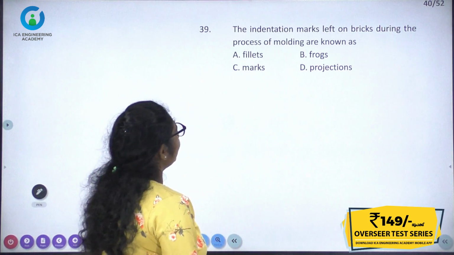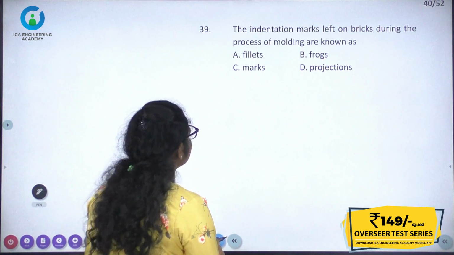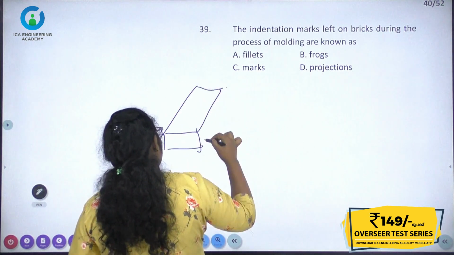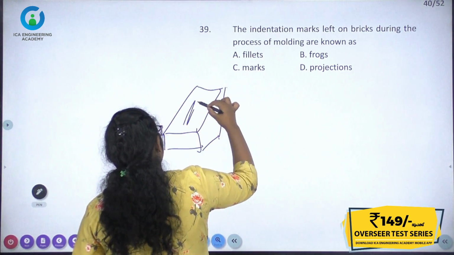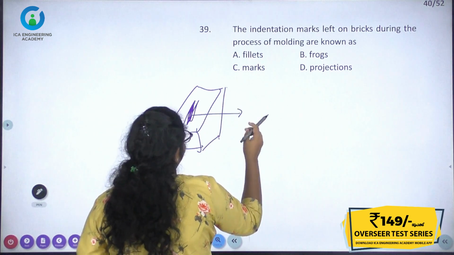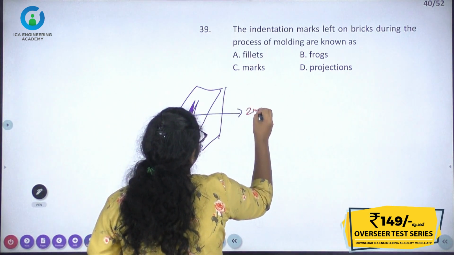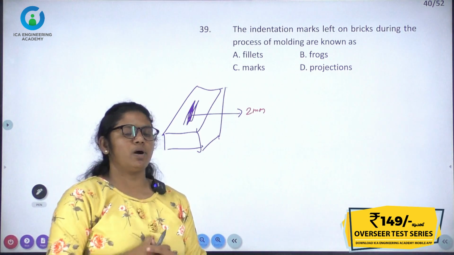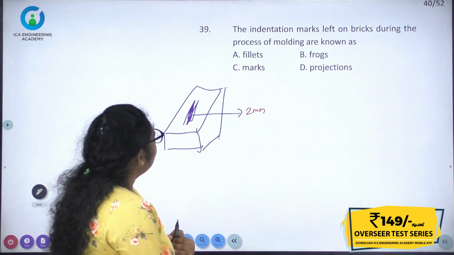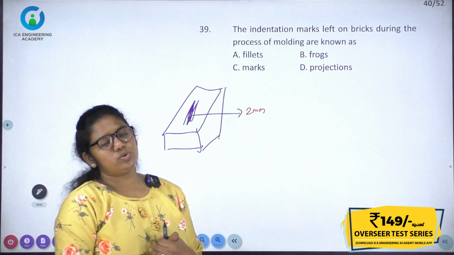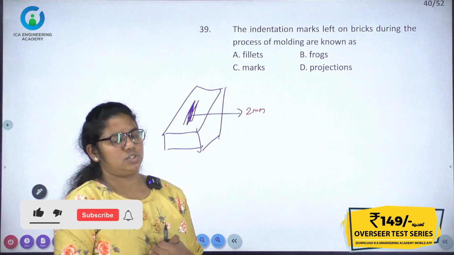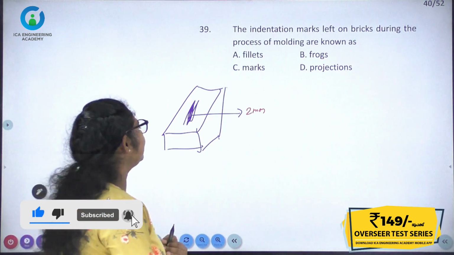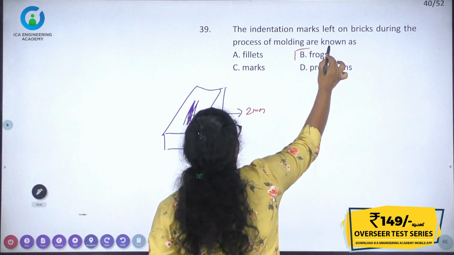The indentation mark left on the bricks during the process of molding should be 2 mm deep. There is an impression or indentation marked on the top face of the brick. It is used for holding the mortar. So that is called an indentation, or frog.